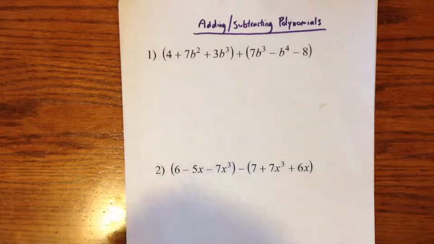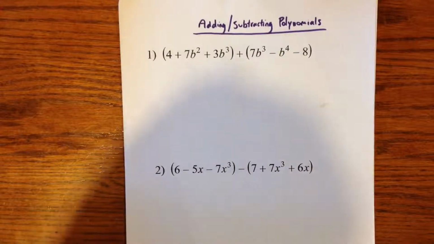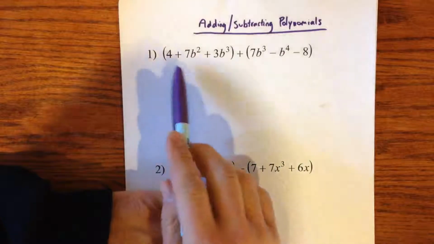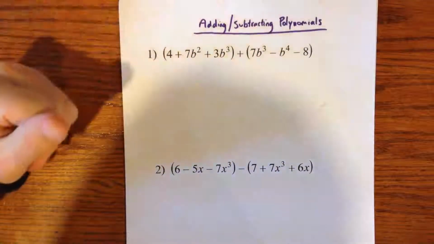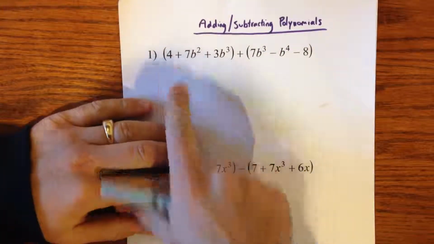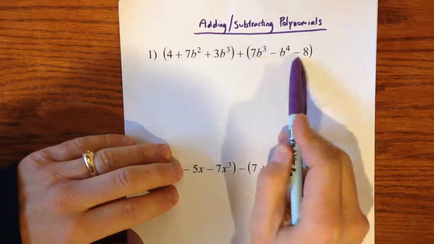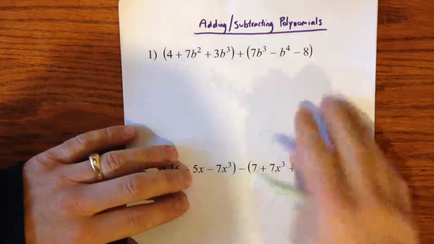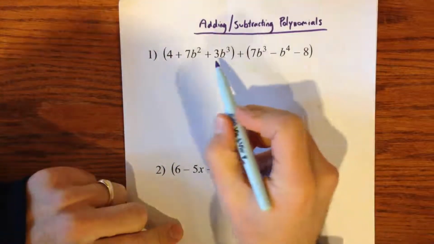This video will be on adding and subtracting polynomials and multiplying polynomials. When we add polynomials, a polynomial is just a two or more term sentence. We have three terms here, so we call this a trinomial plus a trinomial. But really when it's add in the middle, you just drop the parentheses and collect like terms. We've done this before.